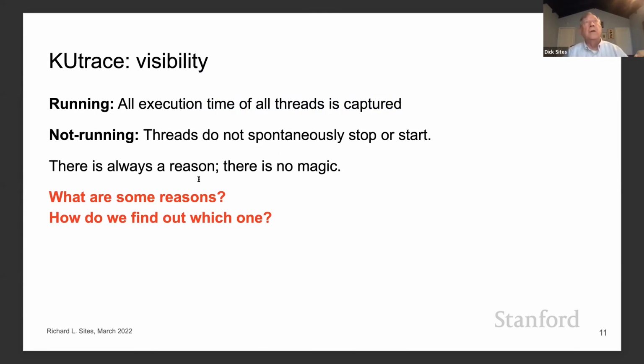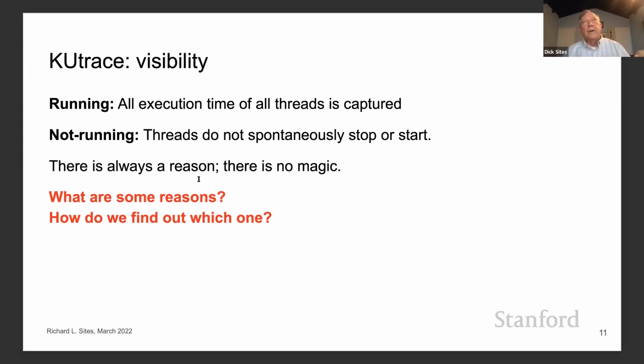So visibility, KU trace, when code is running, all the execution time of all the threads on all the cores is captured. Not just my program, but all the other surrounding programs, not just user code, but the operating system itself, because those are the sources of interference. And if you don't look at them, it's like looking for the lost car keys under the lamppost because the light's good there, even though you dropped them 2 blocks over.